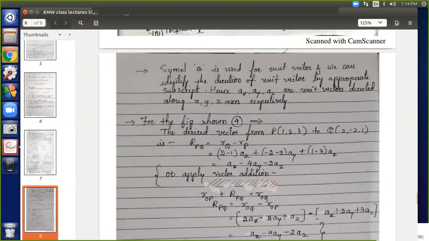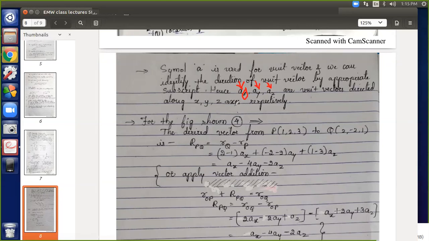Read this. Symbol small a is used for unit vector. Generally, in your prescribed textbook, Hayt and Buck, small a is used for unit vector, and we can identify the direction of the unit vector by the subscript used. For example, if I take a suffix x, a indicates a unit vector and x indicates the direction of that unit vector, and a_y is the unit vector in the y direction. a_z, all these x, y, z subscripts indicate the direction in 3 different axes.